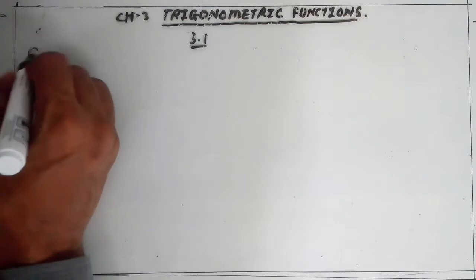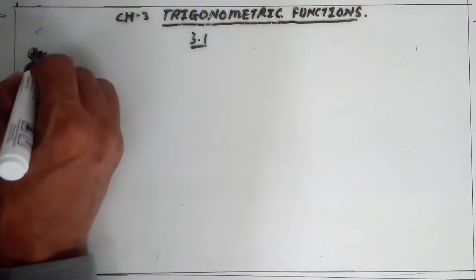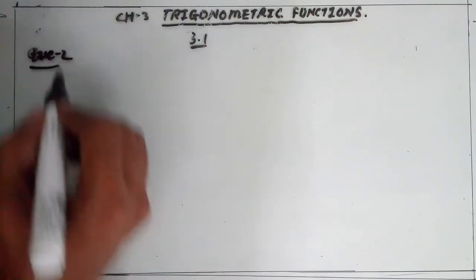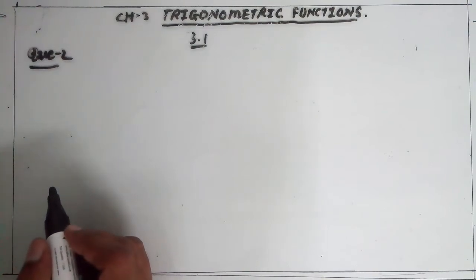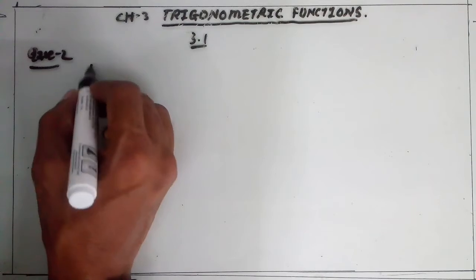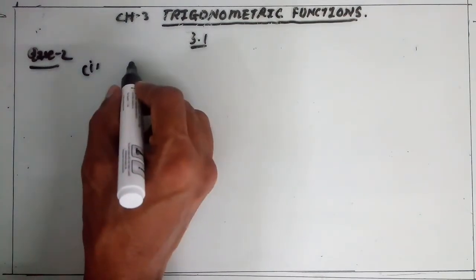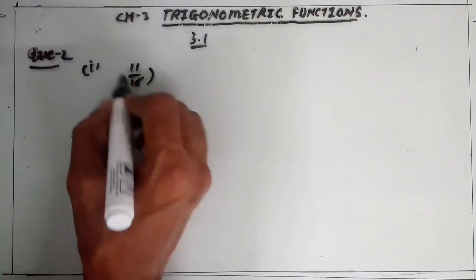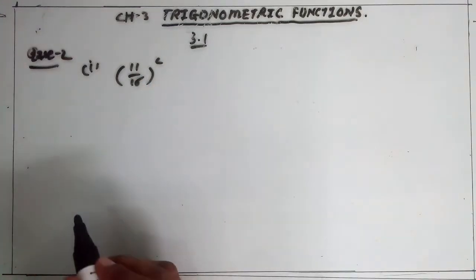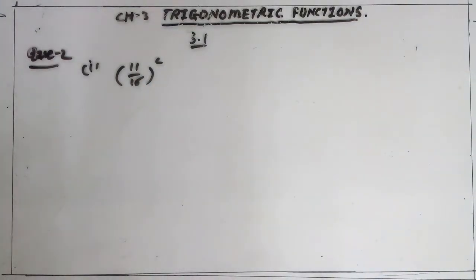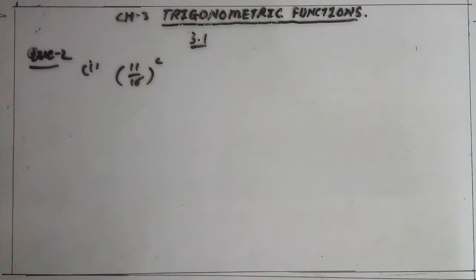Now question number 2. Find the degree measure corresponding to the following radian measure. Number 1, 11 upon 16 in radian form is given. We know how to convert this radian measure into degree measure. Multiplying by 180 and divide by pi.